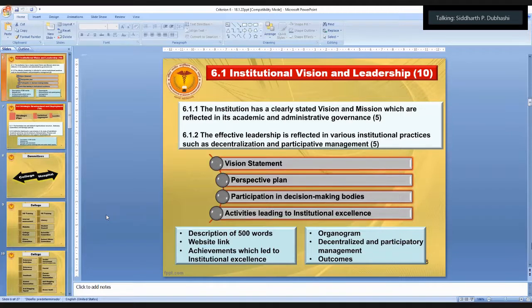Yes. So the vision statement, the perspective plan, the participation in the decision-making bodies, and activities which have led to institutional excellence. Now, when I say achievements or activities related to institutional excellence, they will come in different domains. They may be related to academics, research, infrastructure, governance, or certain best practices. All those would be specific highlighted activities which have made a positive difference in the working of your institution in the last 5 years. That is, they have led to institutional excellence.